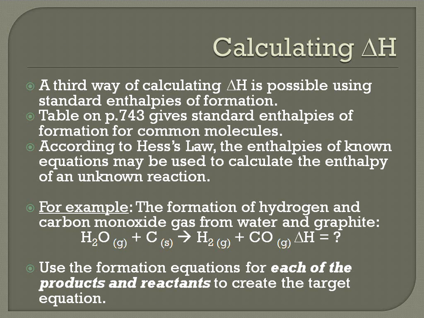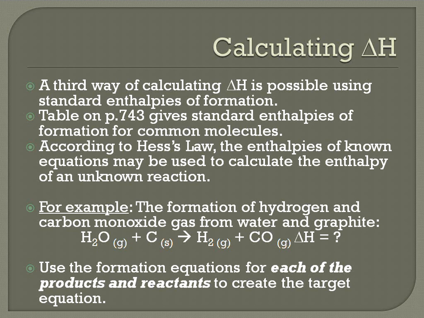So what we can do is use these enthalpies of formation to learn another way to calculate an enthalpy change, or delta H. There's a table in your textbook that gives the standard enthalpies of formation. You will also always be given this table on a quiz or a test, so again, you won't have to memorize these. According to Hess's law, the enthalpies of known equations can be used to calculate the enthalpy for an unknown reaction. The example here is the formation of hydrogen and carbon monoxide gas from water and graphite. Can we calculate the enthalpy change?